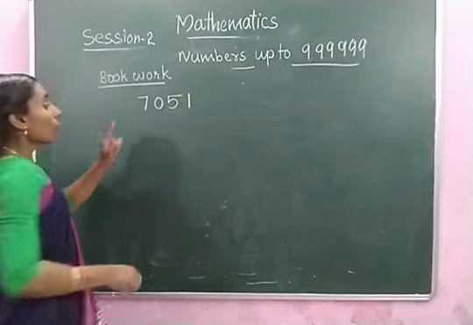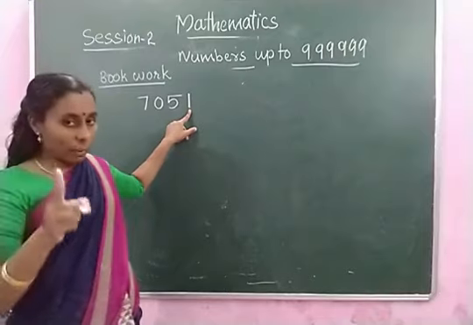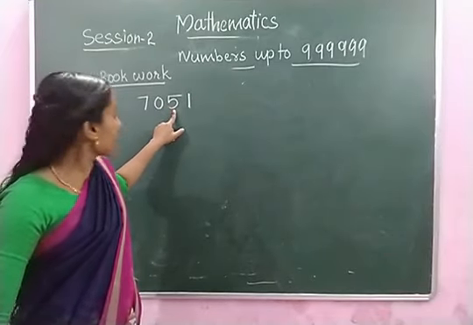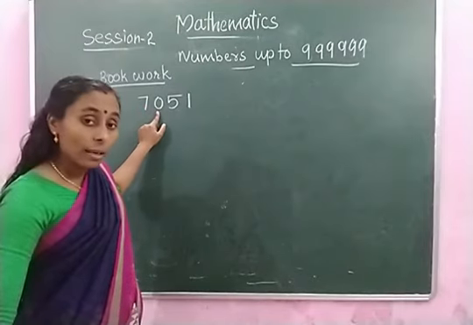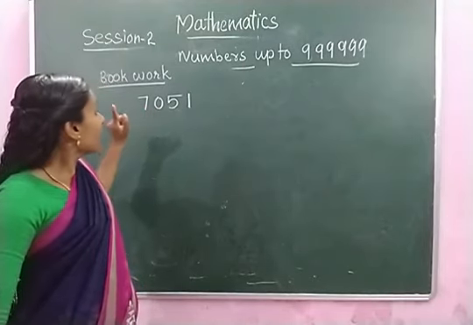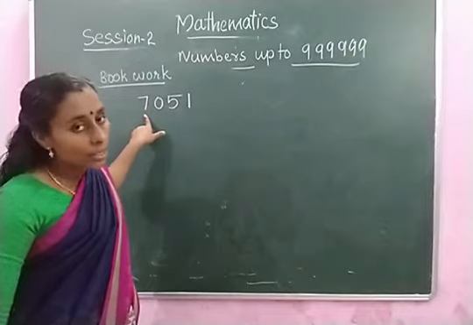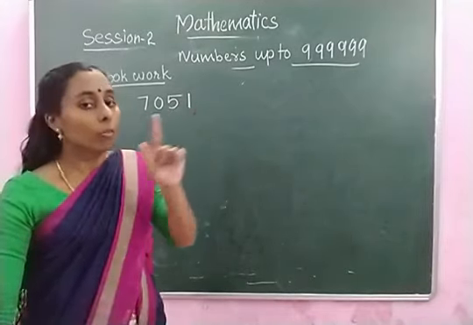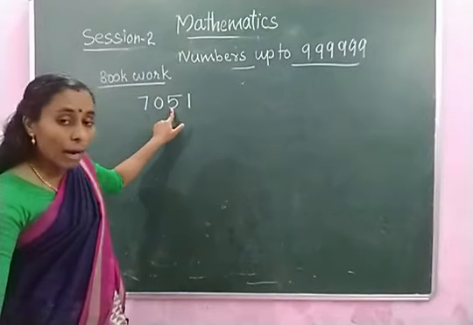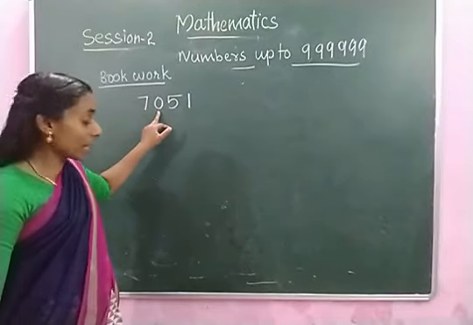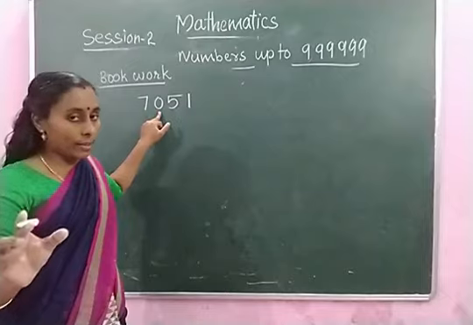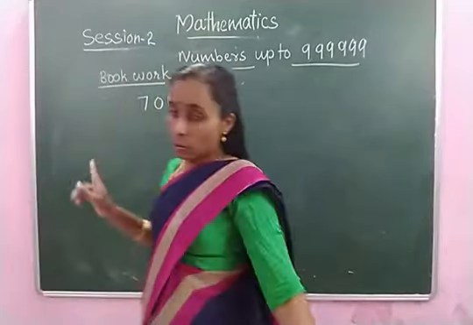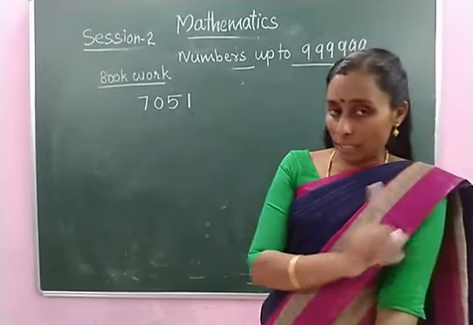Here, 1 is in ones place, 5 is in tens place, 0 is in hundreds place and 7 is in thousands place. Okay. What is the place of 1? Ones. What is the place of 5? Tens. What is the place of 0? Hundreds. What is the place of 7? Thousands. But that is not place value.